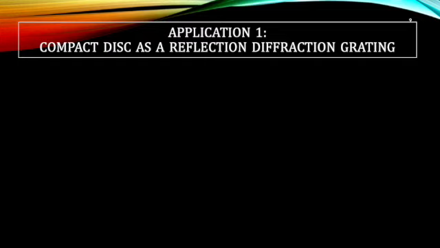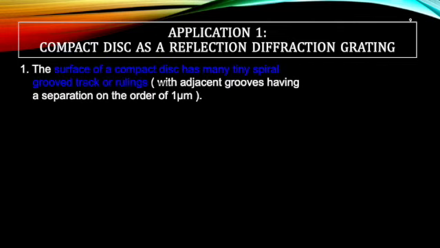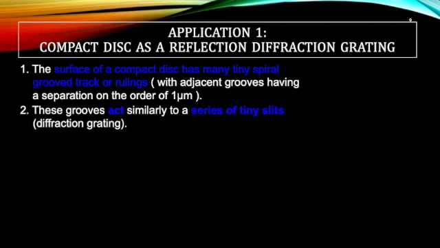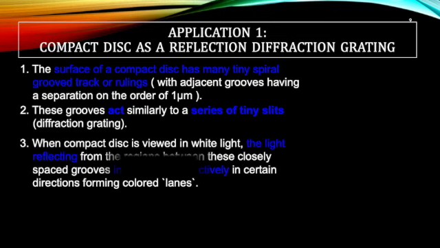Application for compact disc. The surface of a compact disc has many tiny spiral grooves, tracks or rulings, with adjacent grooves having a separation on the order of 1 micrometer. These grooves act similarly to a series of tiny slits, a diffraction grating. When a compact disc is viewed in white light, the light reflecting from the region between these closely spaced grooves interferes constructively in certain directions, forming colored lines.